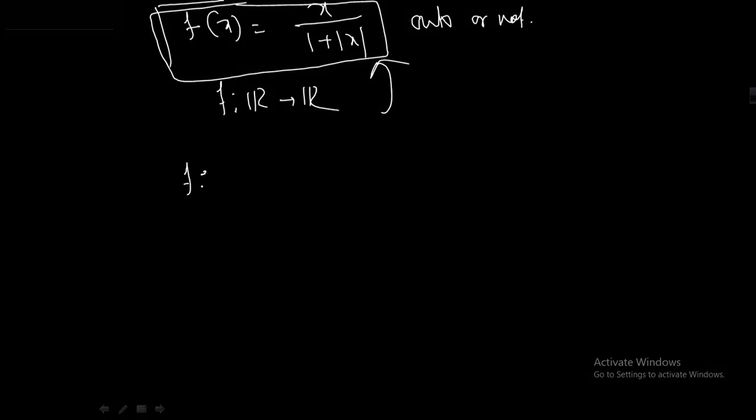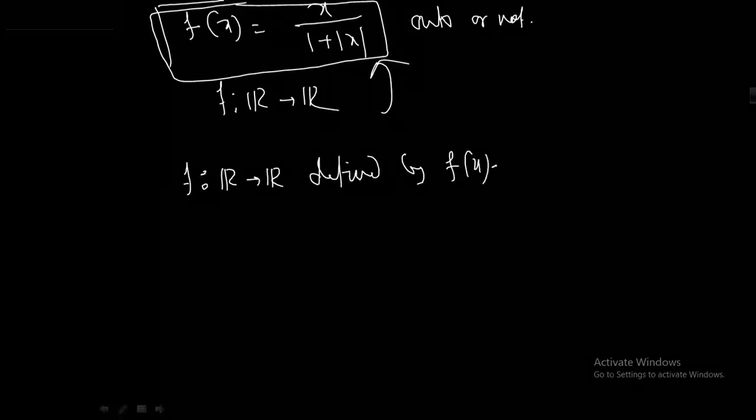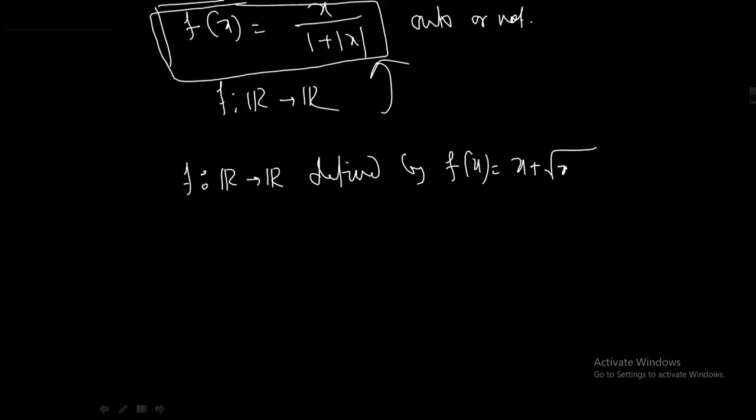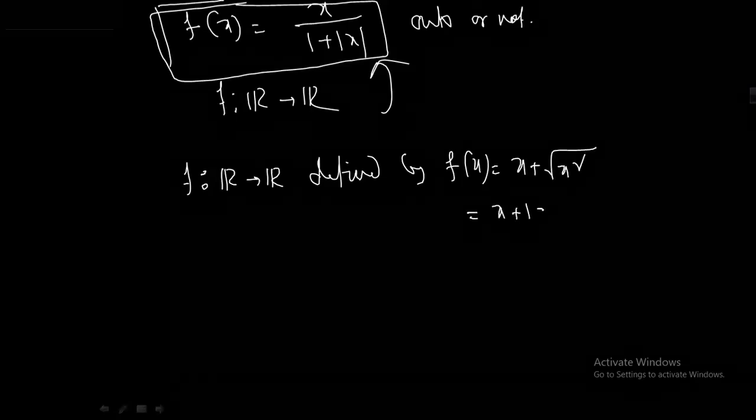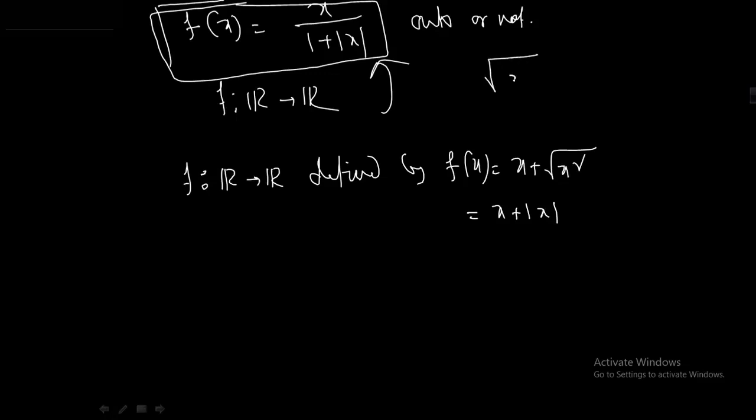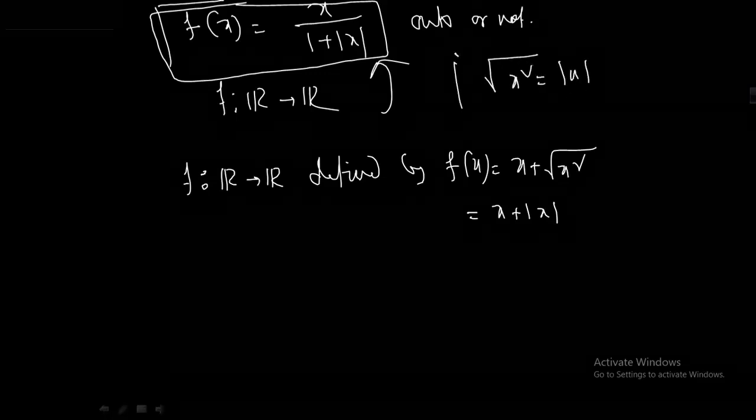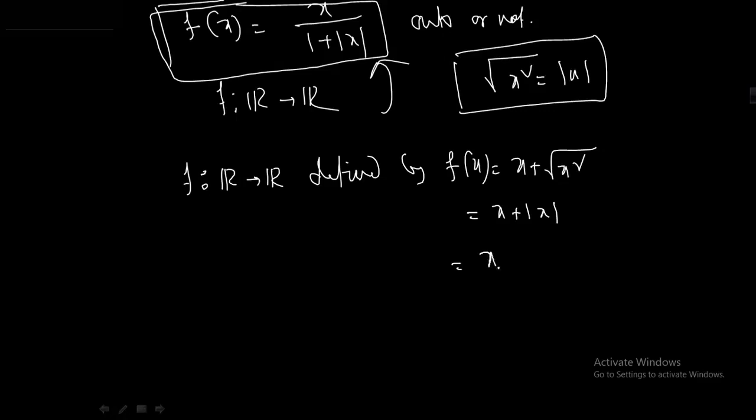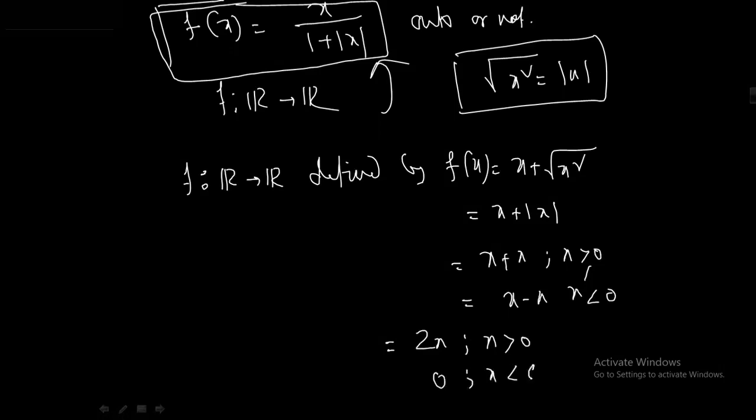Okay, next question, a good question. f from R to R defined by f(x) is equal to x plus root over of x square, that is x plus mod x, because root over of x square means mod x, try to remember the formula. So mod x can be written like this: x plus x whenever x is greater than or equal to 0, or x minus x whenever x is less than 0. That means it is 2x whenever x is greater than 0 and 0 whenever x is less than 0. This is your f(x).